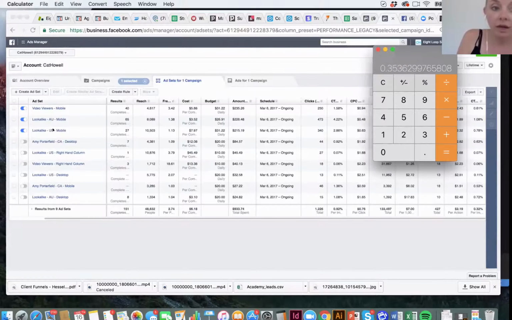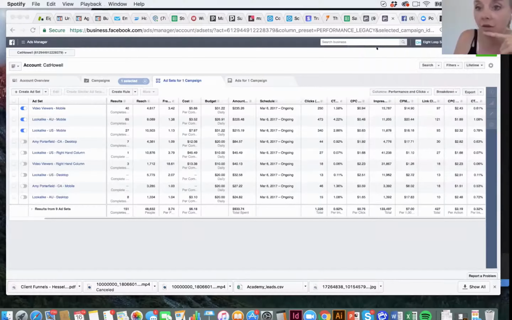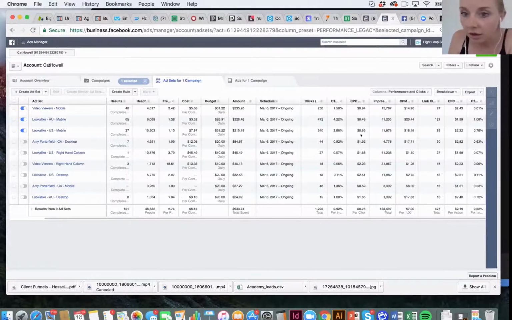Then I look at lookalike US mobile, $8 a lead. I might be okay with that. I might not. Let me look at the data to see how I can optimize this puppy. So I've pulled up my performance and clicks, and let me just hide this because it's getting in the way. And you'll see here, over here, here's the US mobile. Okay, so then I look at this.